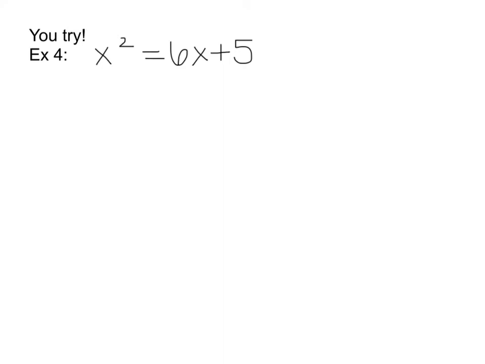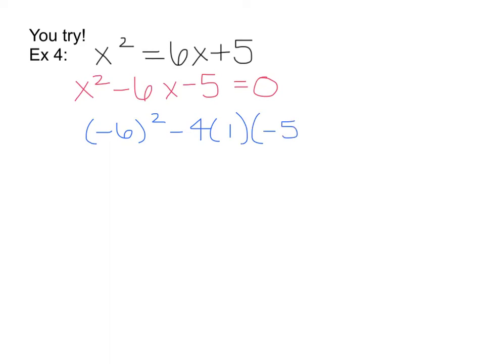Press pause and use the discriminant to determine the number of real solutions. So first thing you should notice is that it's not in standard form, so I am going to move the 6x and the 5 to the other side. I don't ever want to make my x squared term negative, so that's why I moved everything else. So b squared, so negative 6 squared minus 4 times a times c, which is negative 5. If you did not put the parentheses around the negative 6 squared, you wouldn't get the right answer, so make sure you have that there.